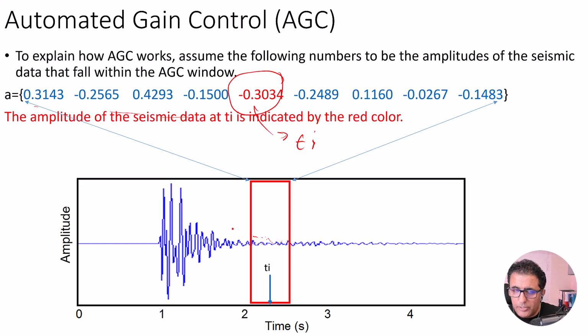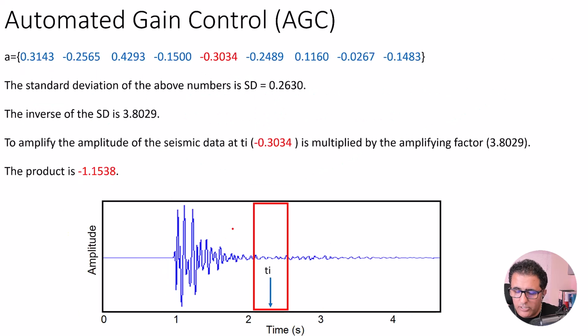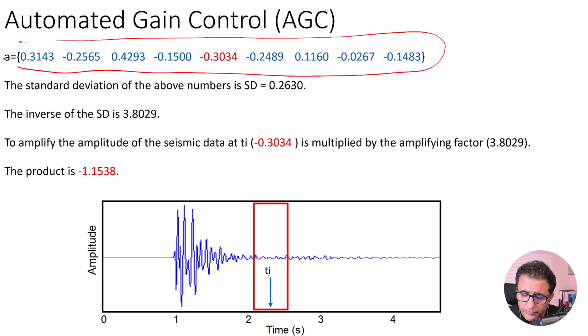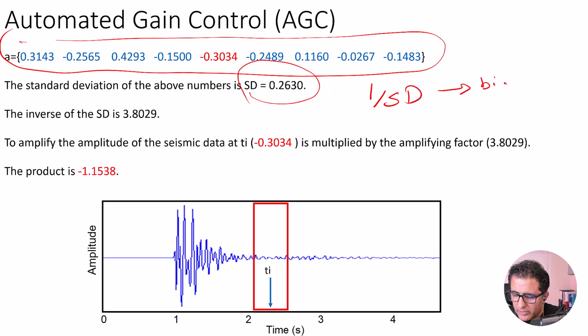The next step in order to calculate an amplifying factor is, for example, to calculate the standard deviation. So if we calculate the standard deviation of these amplitudes, we're going to end up with some number like that. Here, the seismic amplitudes within this window are generally low, and as a result, their standard deviation is a small number. So if, for example, we calculate the reciprocal of the standard deviation, or 1 over st, then we're going to end up with a big number.